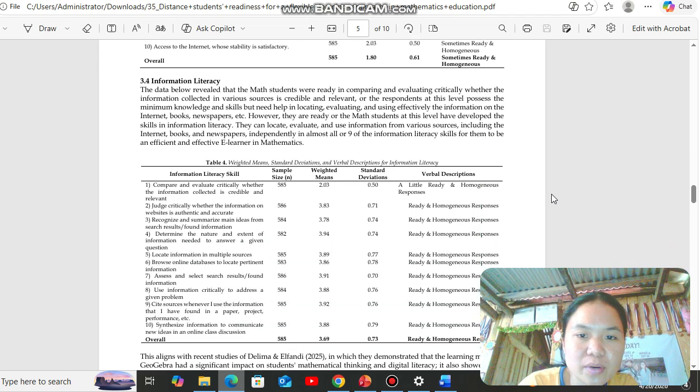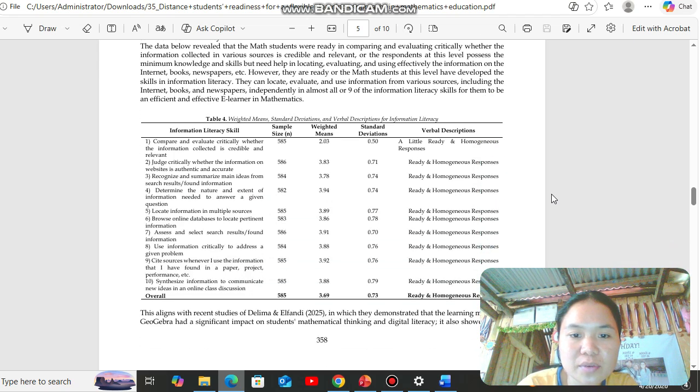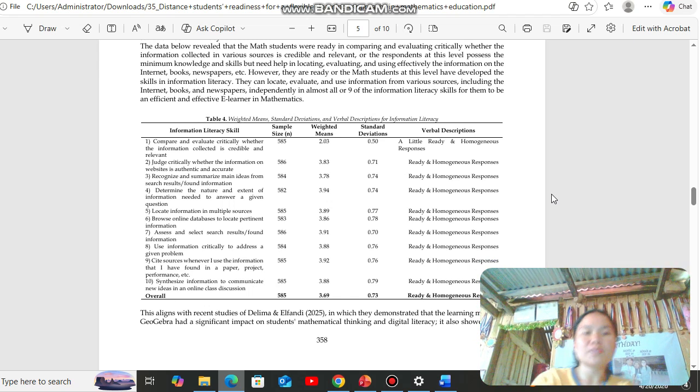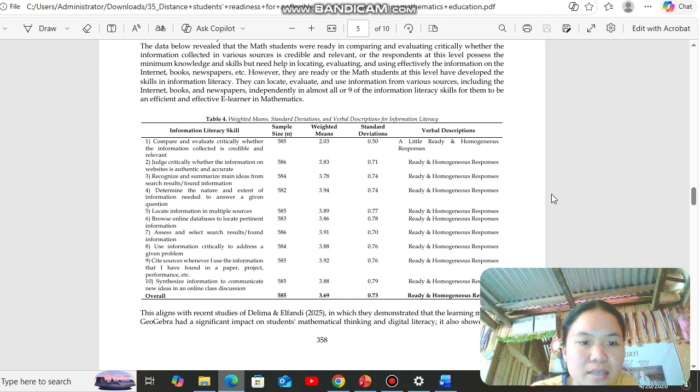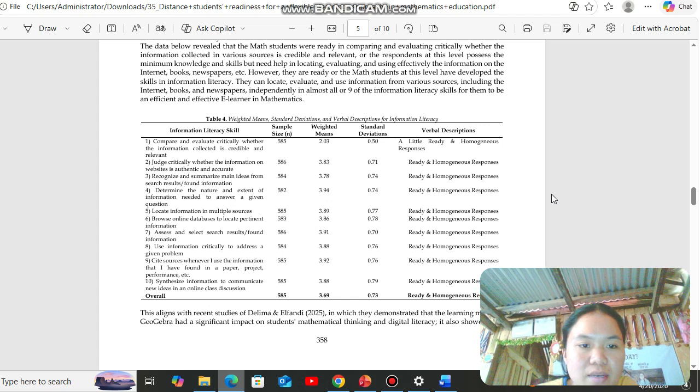Table number 4. This is information literacy, and the highest weighted mean for this part is 3.94, which is to determine the nature and extent of information needed to answer a given question.